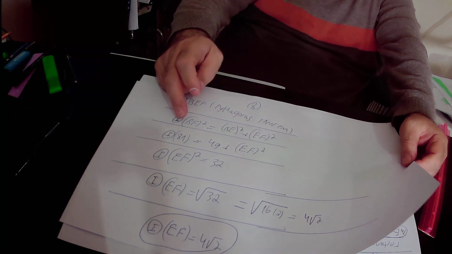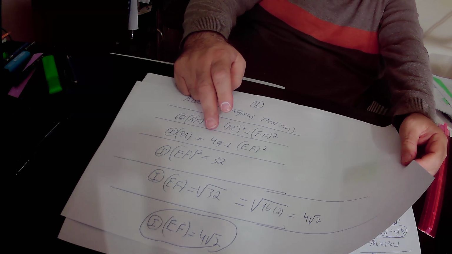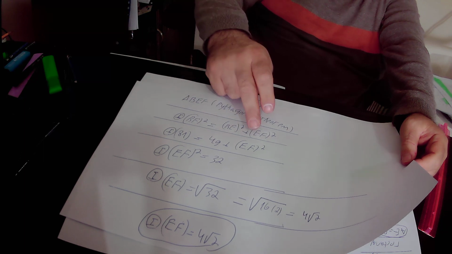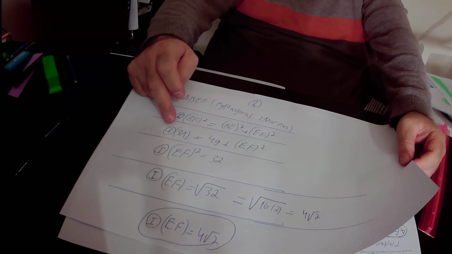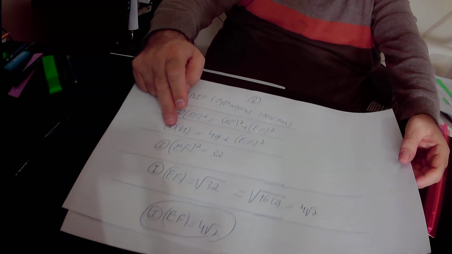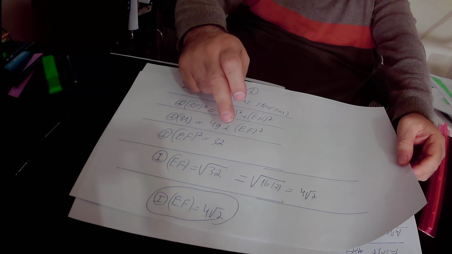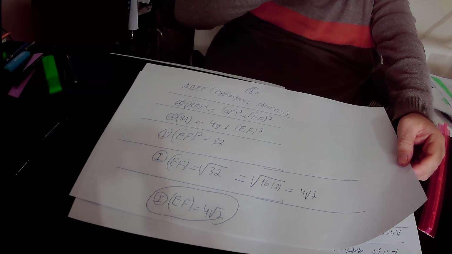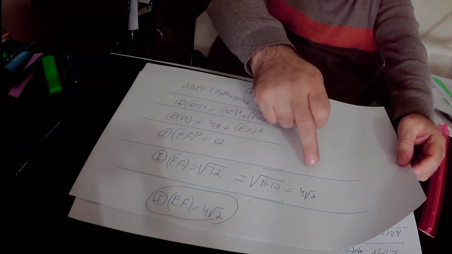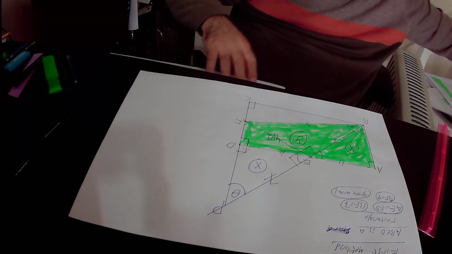BF is 9, so BF square is 81, equals BE, which is 7, so BE square is 49, plus EF square. Here, 81 minus 49 is 32, so 32 equals EF square. So EF equals the square root of 32. 32 is 16 times 2, so in conclusion, EF equals 4 times square root of 2.